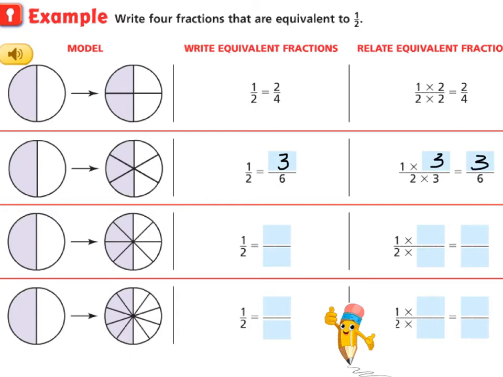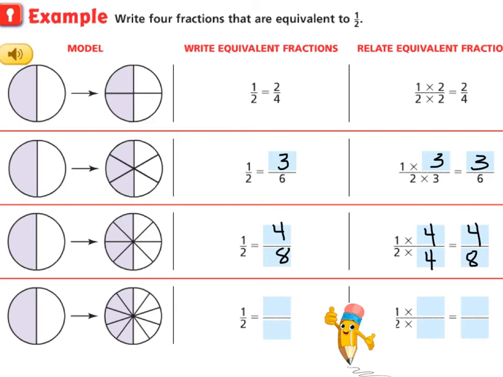Here I have 1/2, and using my model, I can see that it is equal to 4/8. 2 times what will give me 8? It's 4. Since I multiplied the denominator by 4, I will also multiply the numerator by 4 to show 4/8.